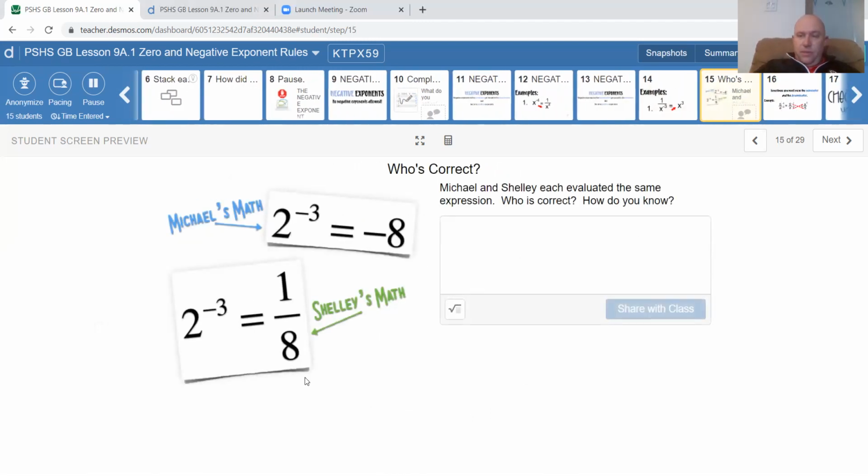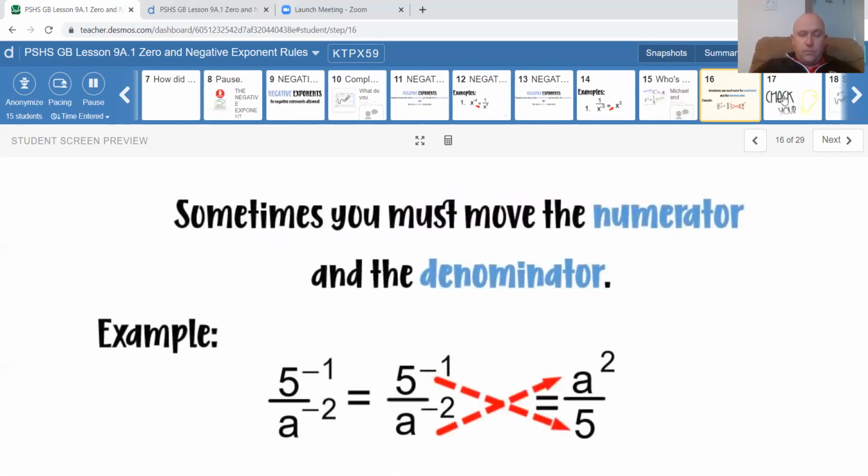Quick question, you might want to pause the video and have a try on this question. The answer for the correct one is certainly this one here. So 2 to the negative 3 means 1 over 2 to the power of 3. And 2 to the power of 3 is 8. So this would be the correct answer. They made the mistake of thinking a negative exponent means the answer is negative, which is not true. It means that it's a fraction and it moves to the bottom.